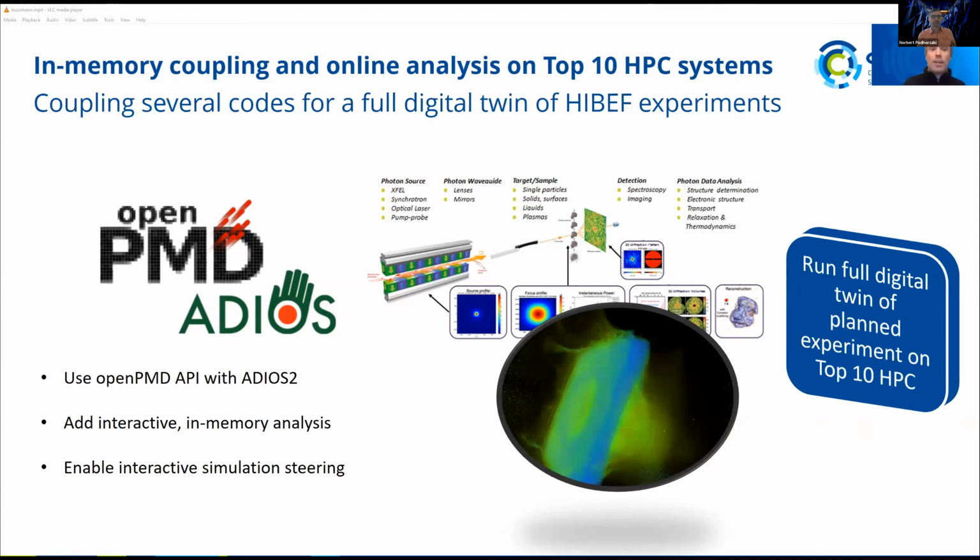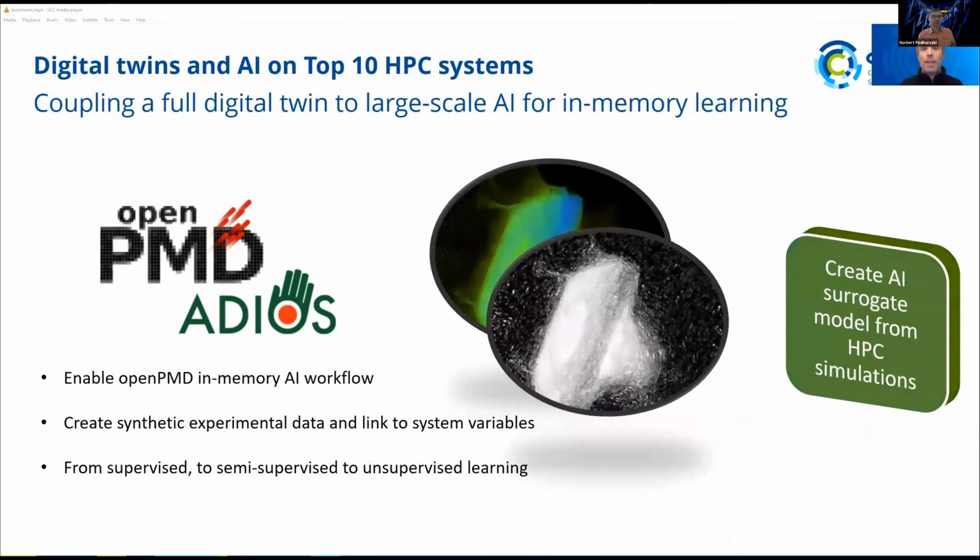And that's where ADIOS comes in, using the openPMD standard that's set on top of ADIOS to really stream data from simulation to simulation and run several simulations in an HPC system.